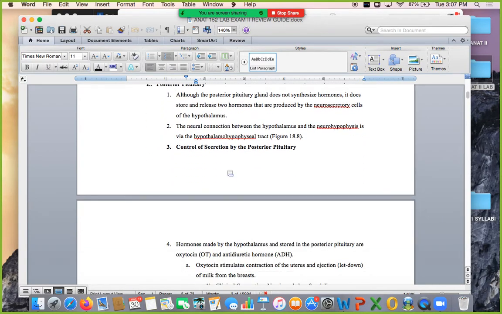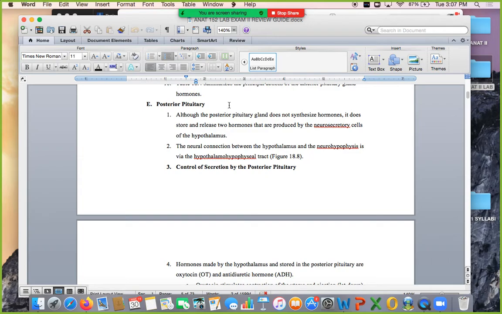We also talked about the posterior pituitary, which is not going to synthesize hormones, just like the anterior pituitary. However, it does store and release two hormones, and these are both hormones that are going to be created by the hypothalamus and secreted. So the hypothalamus has neurosecretory cells that are going to create and secrete these two hormones, and they're going to connect it to the posterior pituitary via the hypophyseal tract.